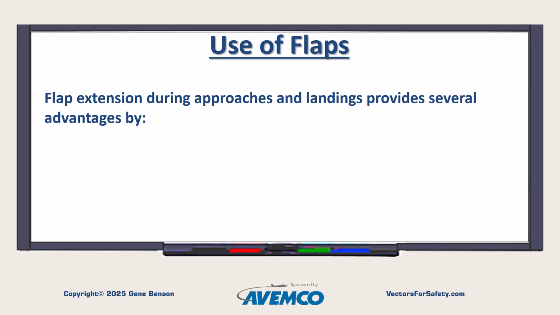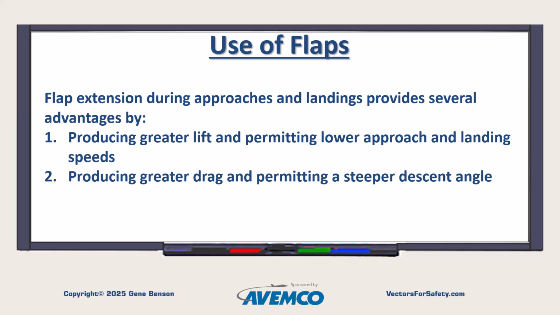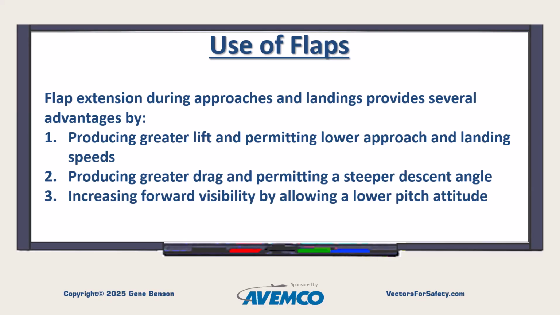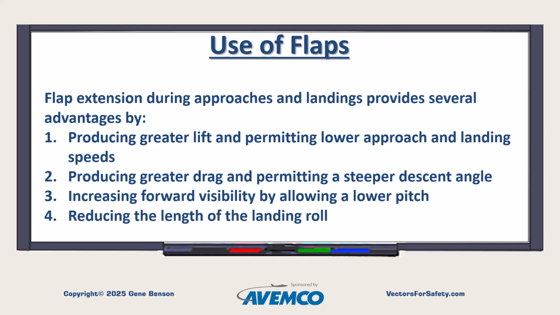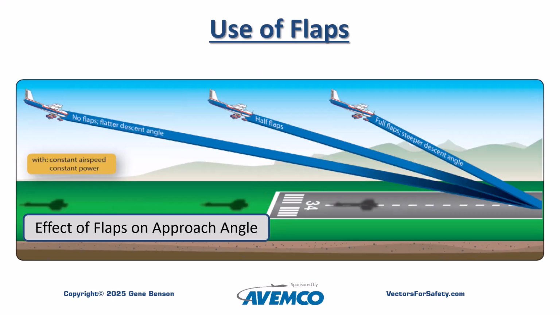Here are a few things we should note regarding the use of flaps. Flap extension during approaches and landings provides several advantages, by first producing greater lift and permitting lower approach and landing speeds. They also produce greater drag, permitting a steeper descent angle. They increase forward visibility by allowing a lower pitch attitude. And they reduce the length of the landing roll. This FAA graphic shows us the effect the use of flaps can have on the landing or touchdown point. This FAA graphic shows us the effect the use of flaps can have on the approach angle.